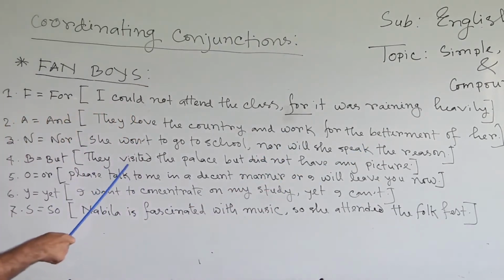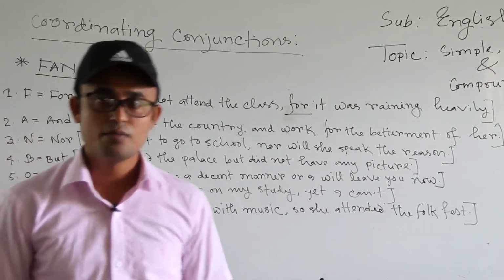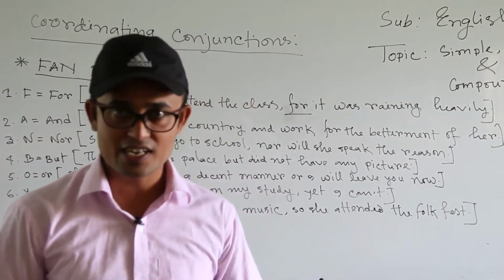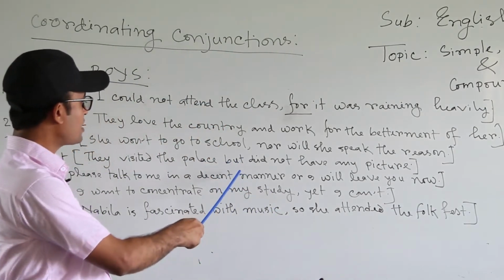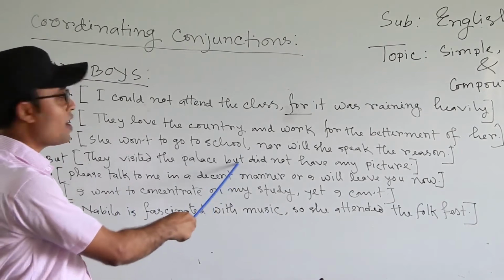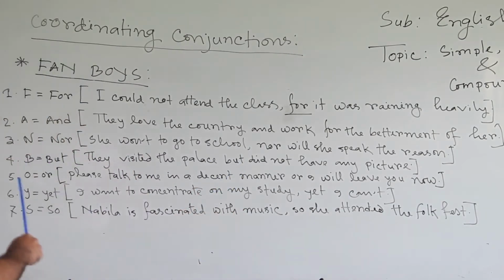Next, they visited the palace but did not have any picture. তারা প্রাসাদটি ভ্রমণ করেছিল বাট কোনো ছবি তাদের কাছে নেই। Here we find a coordinating conjunction marker, that is what? But. This is very popular to you, okay? And next, or.